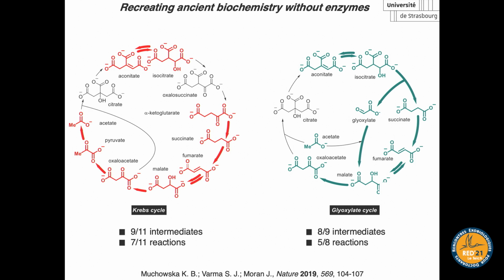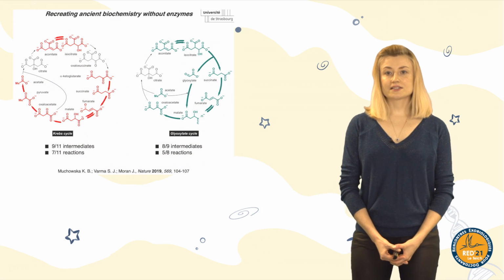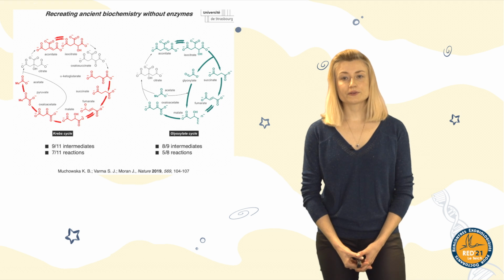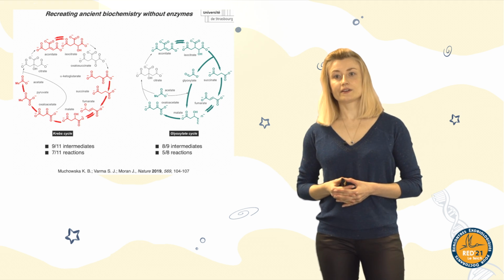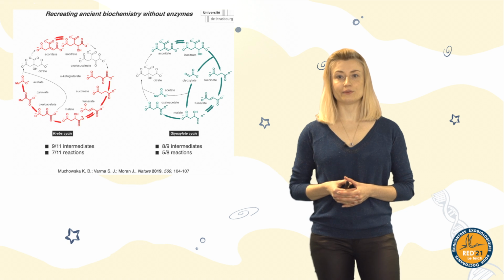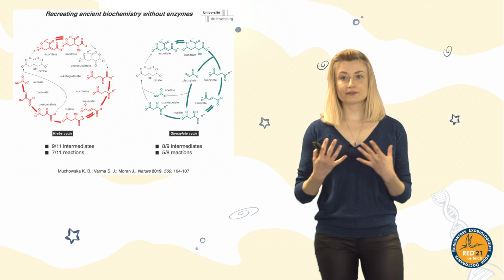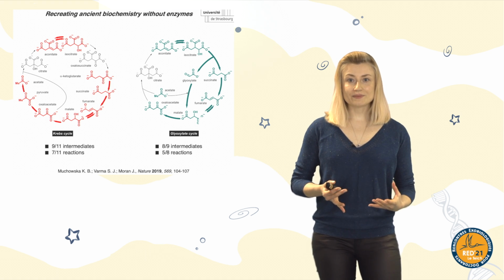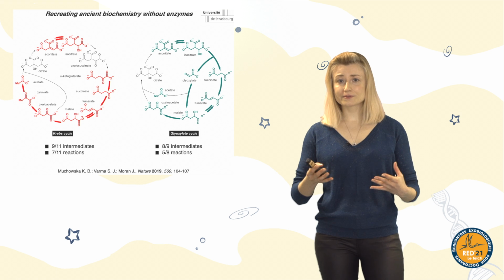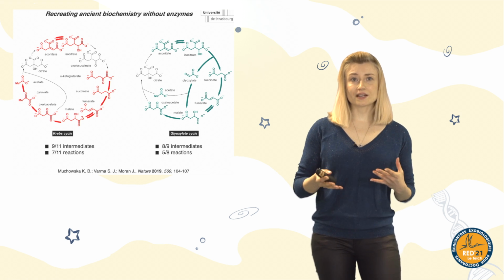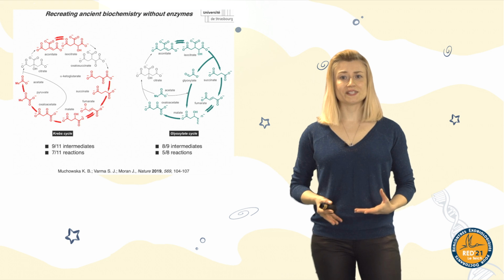And what we see is that in the case of the red cycle, 9 out of 11 intermediates of the biological Krebs cycle are contained within our non-enzymatic network, and 7 out of 11 reactions, and also 8 out of 11 intermediates of the glyoxylate cycle, and 5 out of 8 reactions. So we are really starting to recreate biochemistry without enzymes that closely follows the transformations and the intermediates of the actual biochemistry that we see today.